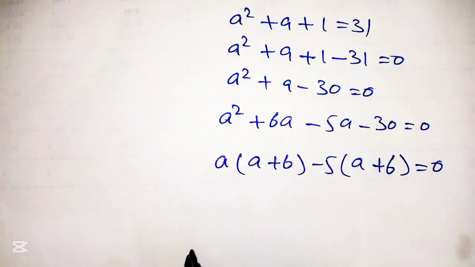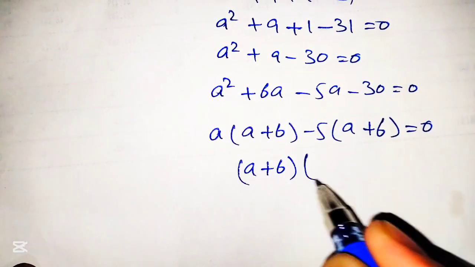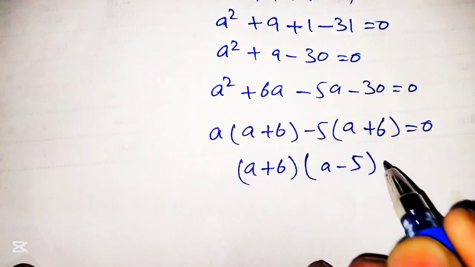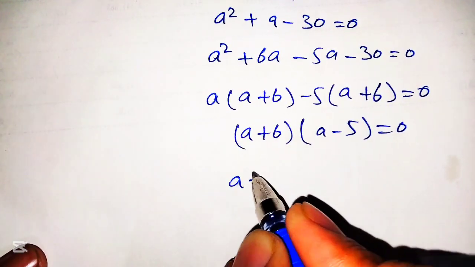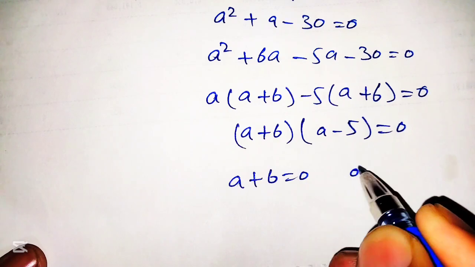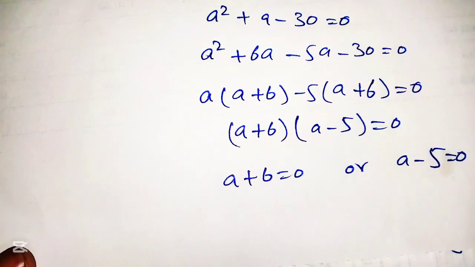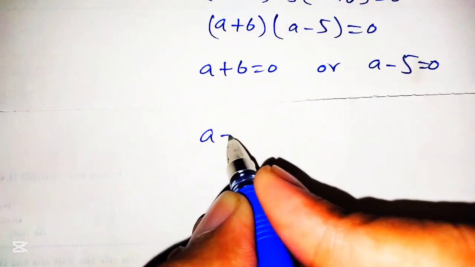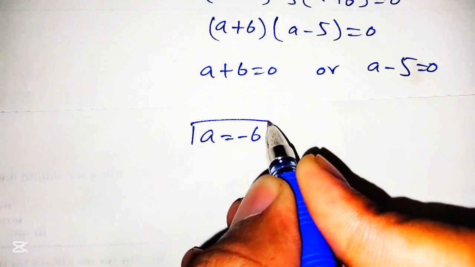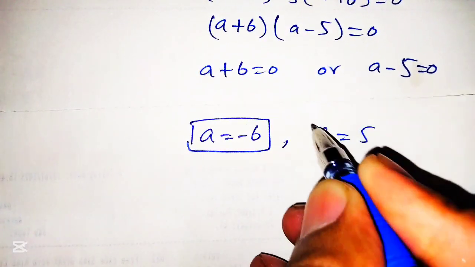Now taking a + 6 common, we will get (a + 6)(a − 5) = 0. From this we can write a + 6 = 0 or a − 5 = 0. From this we find the value of a is equal to −6 and the value of a is equal to +5.